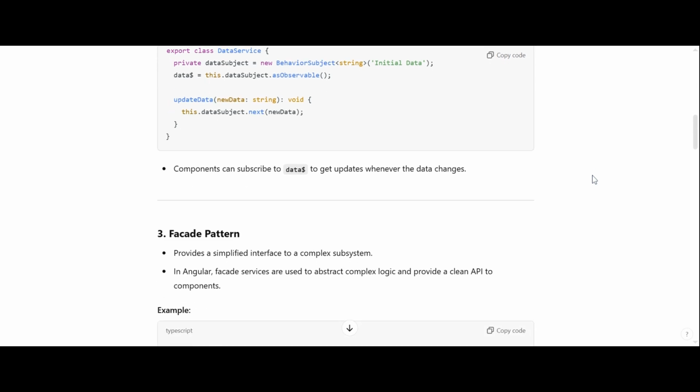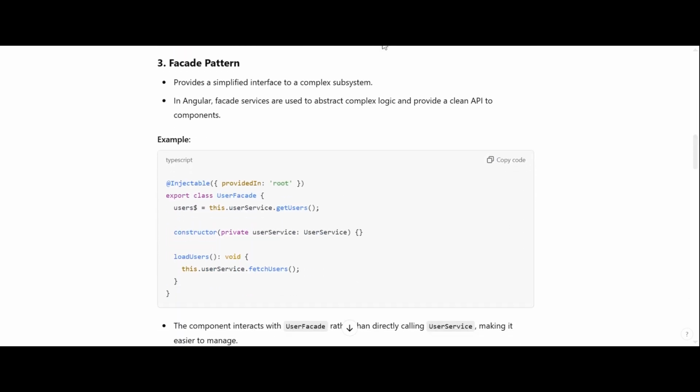So third one is Facade pattern. The Facade pattern is another interesting one. It simplifies complex logic by creating a single entry point to interact with the system. So in Angular, we can use Facade services to abstract business logic and provide a clean API to the components. This facade pattern reduces the complexity of the component and helps keep the code base organized.